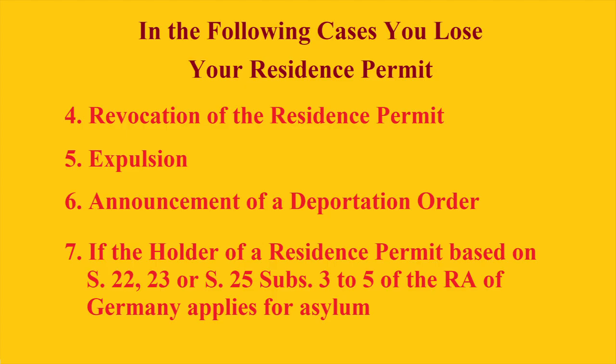Fifth, expulsion based on Section 53 of the Residence Act of Germany. When the residence of a foreigner in Germany endangers public security and order, the free democratic basic order, or other significant public interests in Germany, this person may be expelled from Germany. The Foreigner's Office, in German called Ausländerbehörde, decides whether an expulsion will take place, taking into account all the circumstances of the individual case. When this office is convinced that the public interest in leaving outweighs the foreigner's interest in remaining in the federal territory, this office must expel this person.